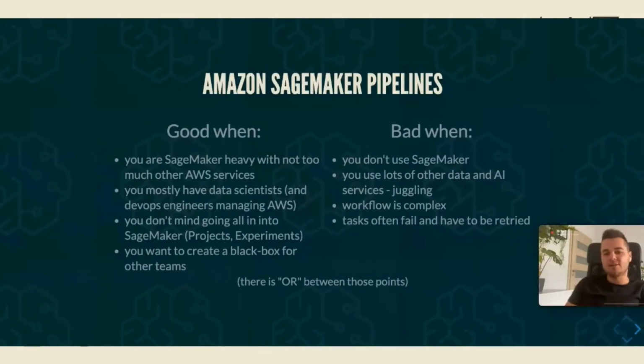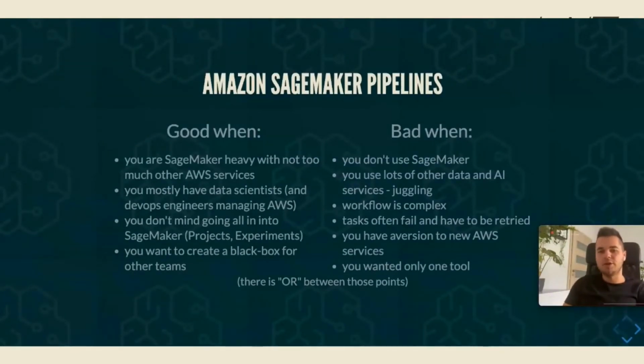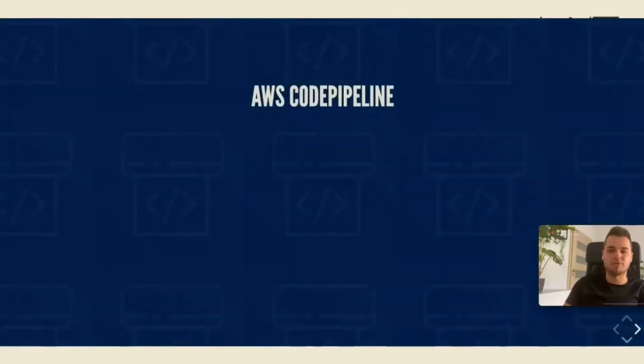When tasks often fail and have to be retried because, for example, you depend on some periodically dead service, or perhaps you have an aversion to new AWS services because they are quite new on the market. And perhaps you wanted only one tool, and here you'd have two, because they only build the model and you need some way to deploy it.